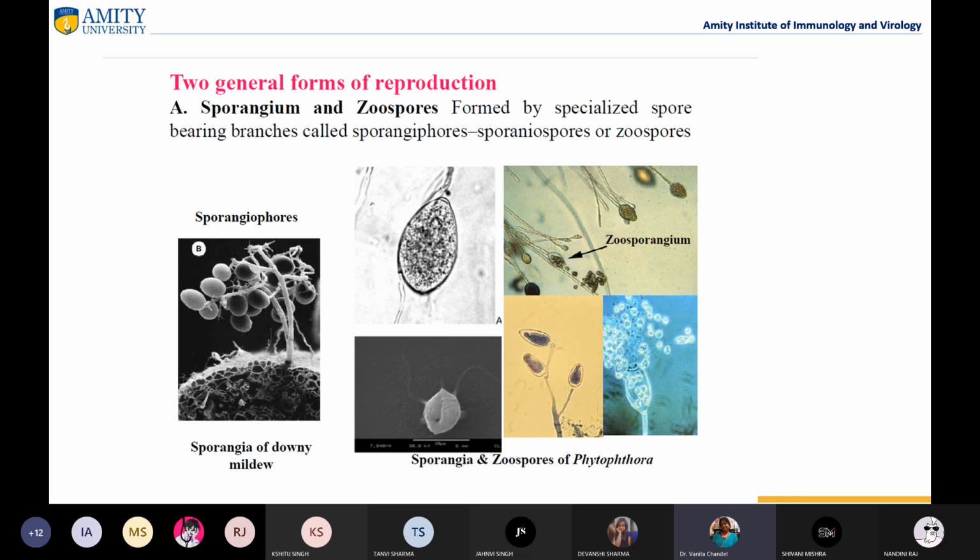So the general form of reproduction, we know they reproduce through spores, sporangia or zoospores, which are formed, this is in the case of a fungus, by spore-bearing branches which are called sporangiophores, and they form sporangiospores or zoospores. For example, the sporangia and zoospores of Phytophthora, and then sporangia of a downy mildew. So different fungi produce different kinds of spores, and they reproduce by different means. So on that basis, it is being divided.